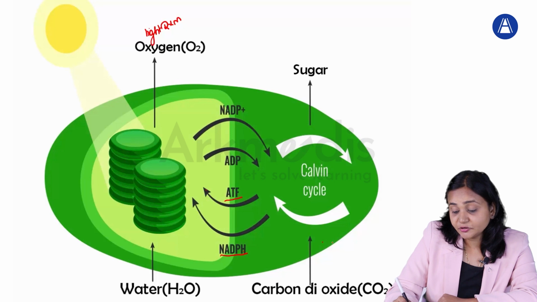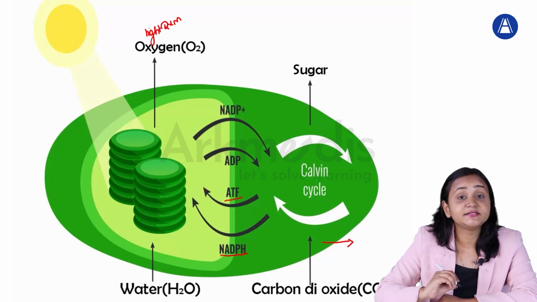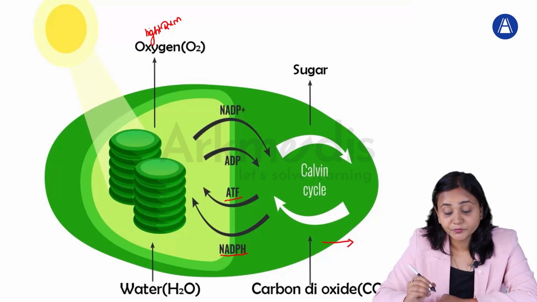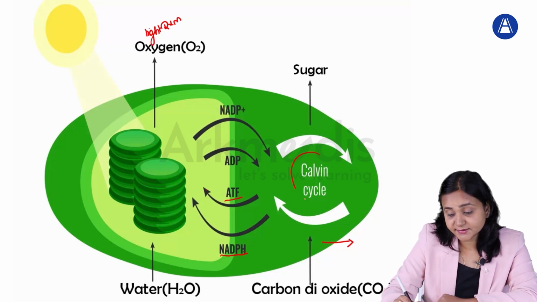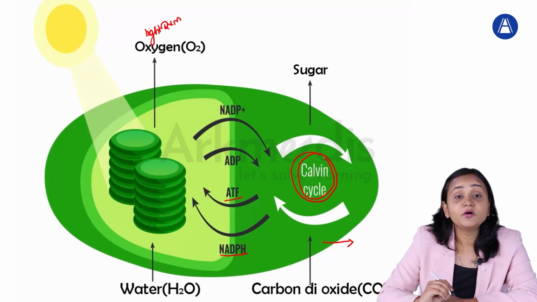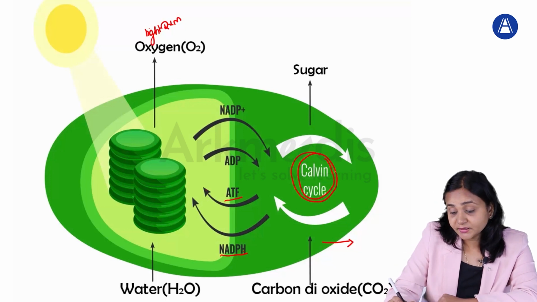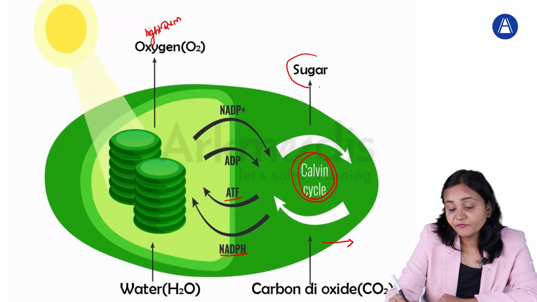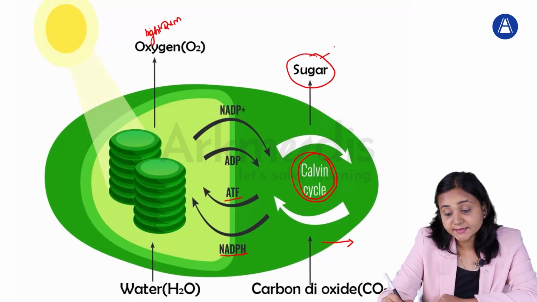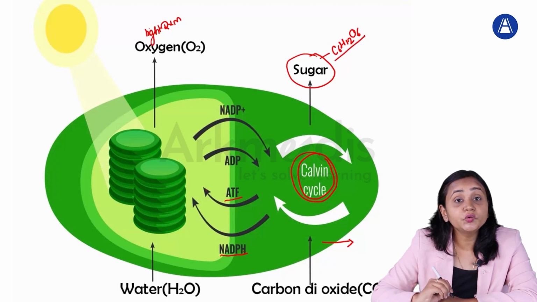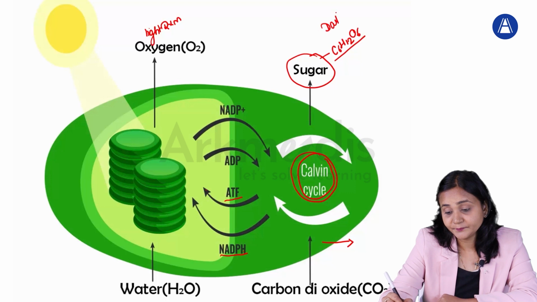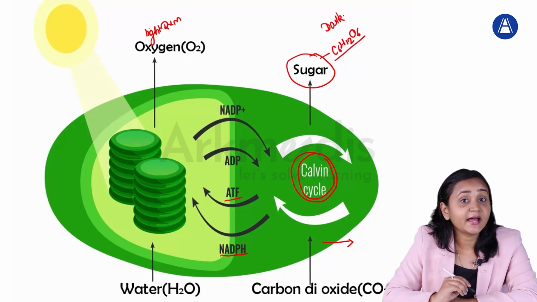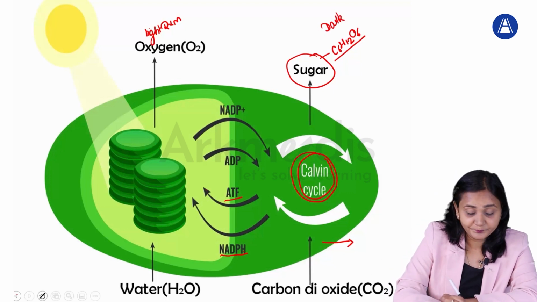Now comes the turn of the dark reaction. It takes place inside the stroma. Okay. The Calvin cycle operates. Here what happens? The sugar molecules are formed, that is mainly C6H12O6, glucose. The glucose is mainly formed in the dark reaction. This was about the light and the dark reaction.